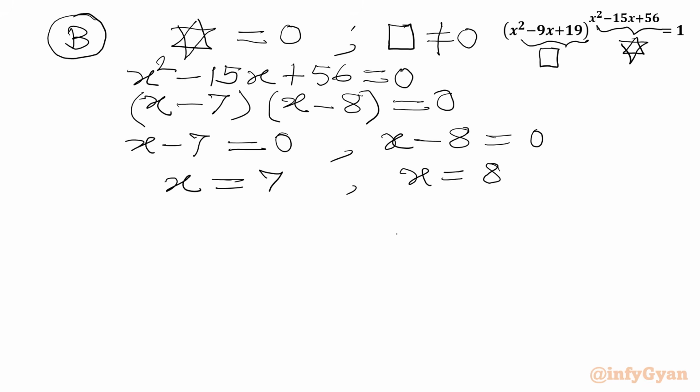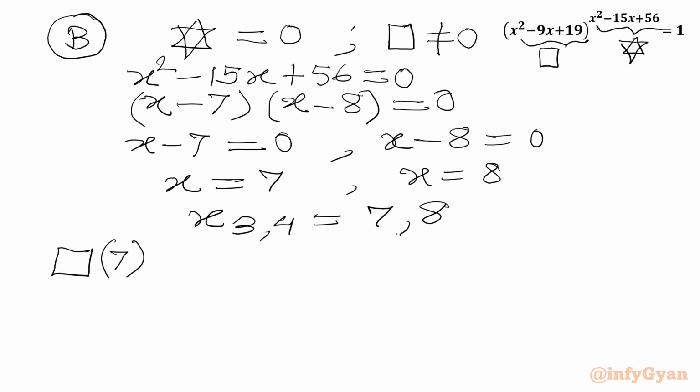Now we have two x values. In total, x will be equal to 7 and 8. Now we will check box value at 7. It should not be equal to 0, and box value at 8, it should not be equal to 0. Otherwise, we will get 0 power 0 form.